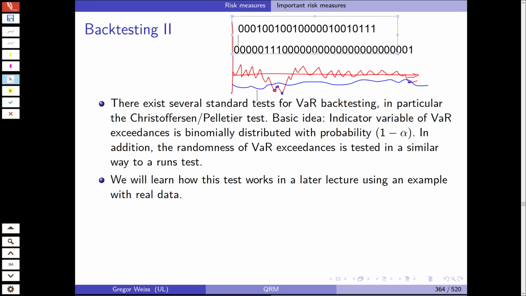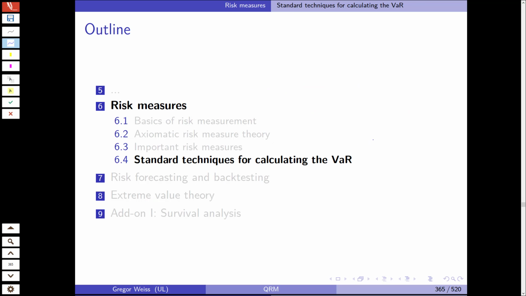This is random in contrast to 1, 2, 3, 4, 5, 6, 7, 8. As you can see, the same number of ones, the same number of zeros, but in the second case, it's systematic change and clustering. In the first case, it seems to be random. So you're looking for the right number of VAR exceedances and randomness over time. That's what these tests do, and we'll see this later on.